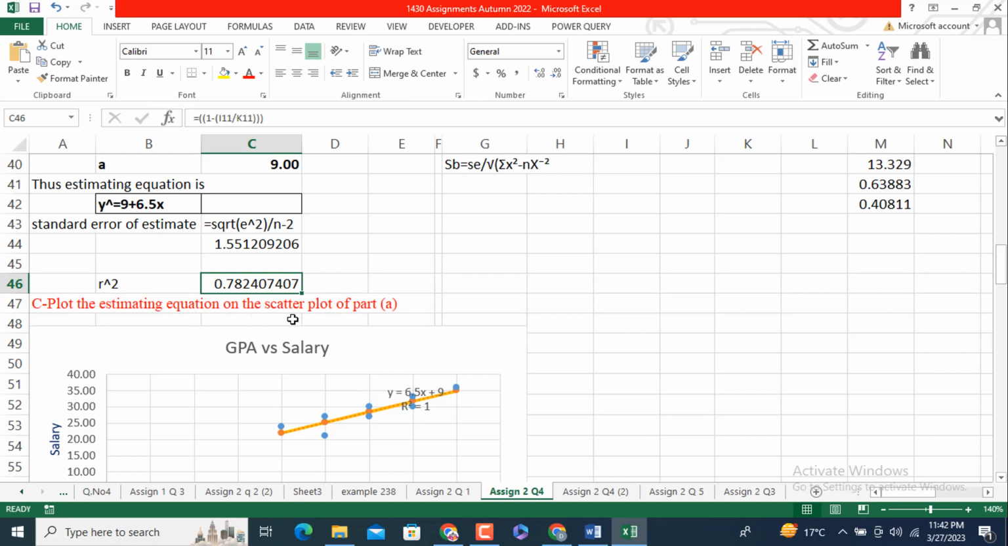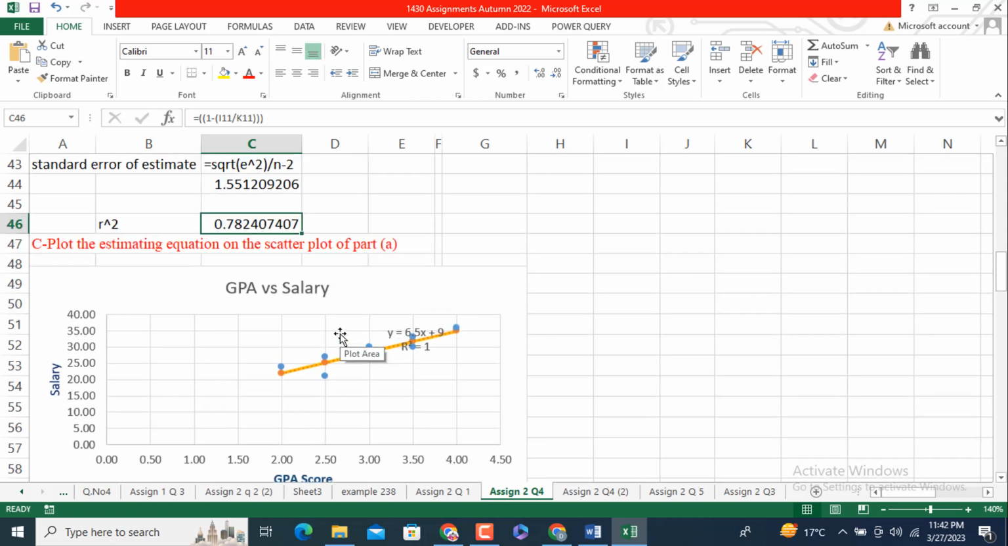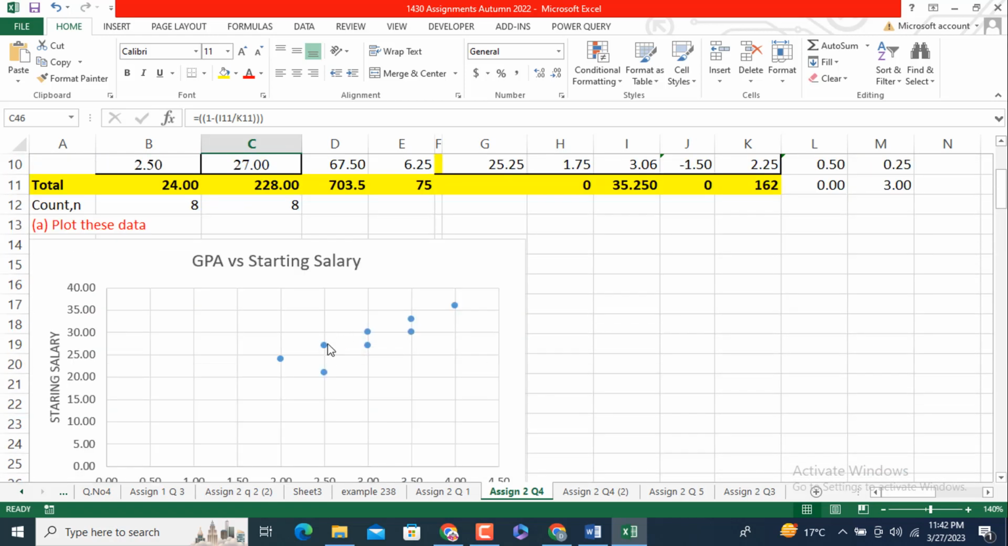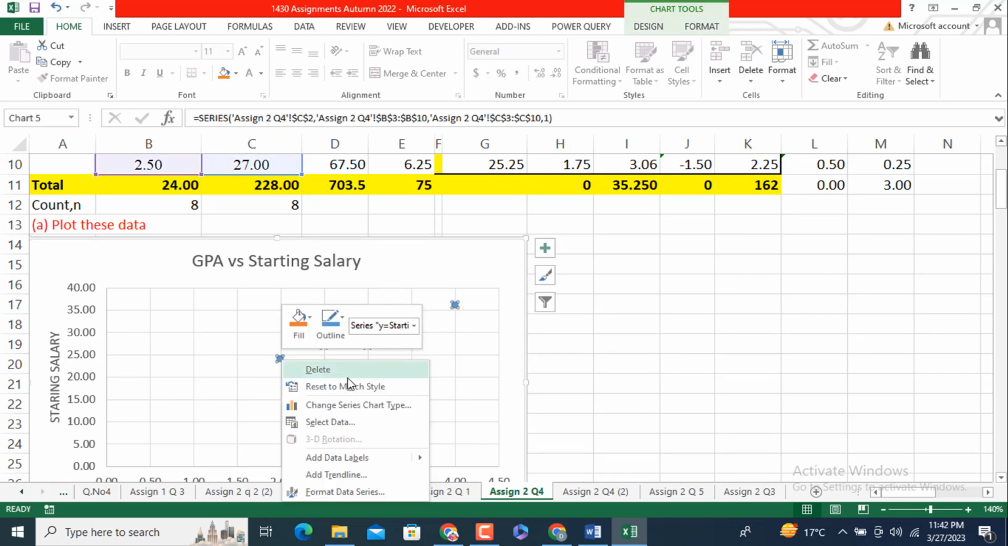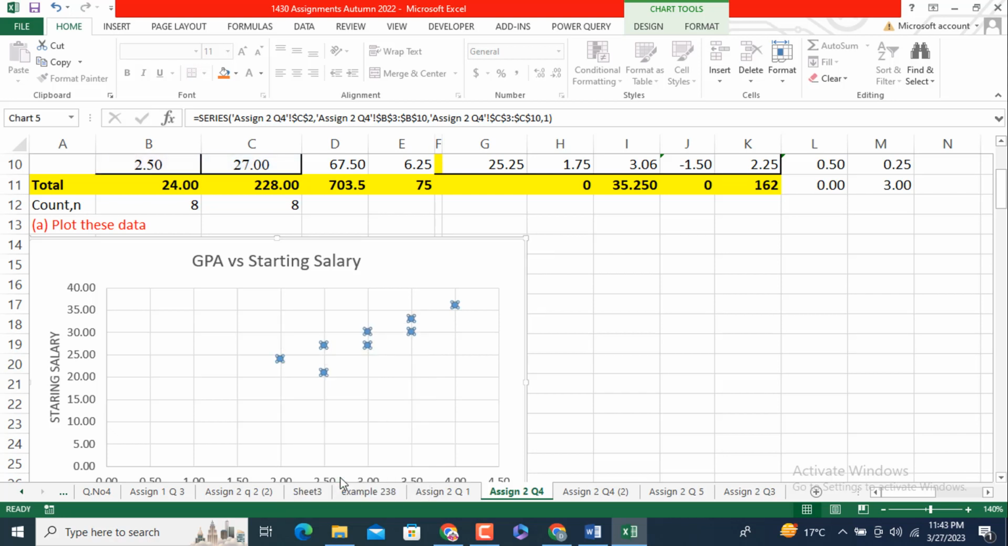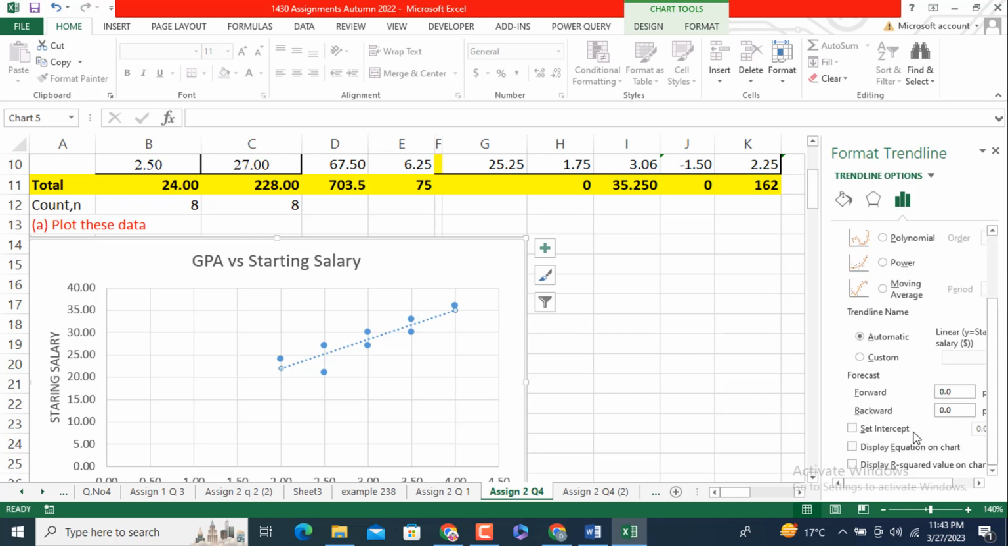Now come to the C part of this question. Plot the regression equation on the scatter plot of part A. So how can you do that? I'm going back to this graph. I just click on any dot and right click. After that you will see here trend line. As you click on trend line, the format trend line box opens in front of you. You just click linear. After that, scroll down and mention display equation on chart, and display r squared value, meaning the coefficient of determination.